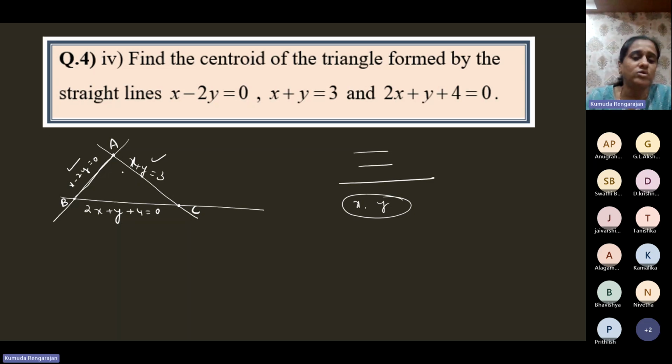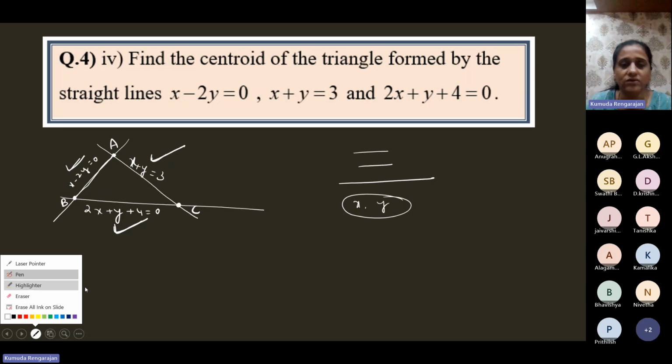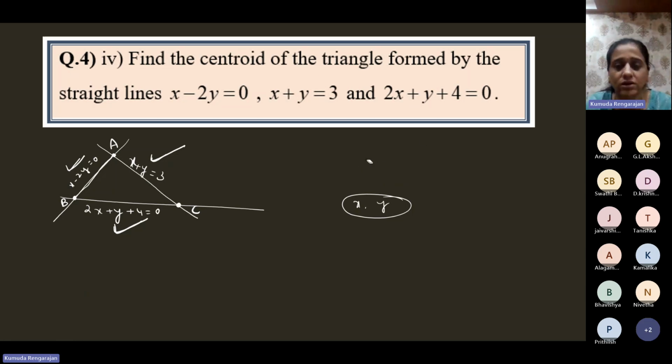So solve these two equations. You'll get the values for x and y. That is the coordinates of the point of intersection A. Similarly, work this equation and this equation. You will get the coordinates of the vertex B. Solve this equation and this equation. You will get the coordinates of the vertex C. And then use the formula (x1 plus x2 plus x3) by 3 and (y1 plus y2 plus y3) by 3 to find the coordinates of the centroid.